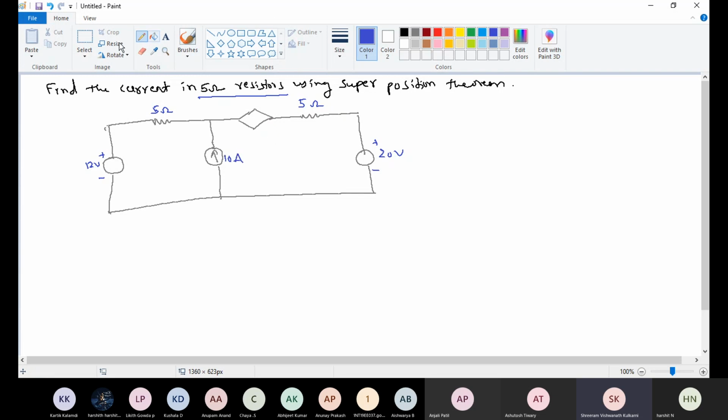By seeing we can say which type of source this is. This is diamond shaped, so it is a dependent source. Plus minus, this is given as 10 Iy.